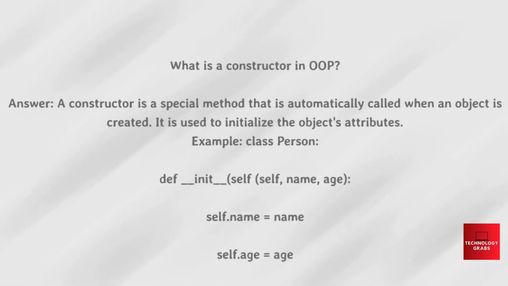What is a constructor in OOP? Answer: a constructor is a special method that is automatically called when an object is created. It is used to initialize the object's attributes. Example: class Person, def __init__(self, name, age): self.name = name, self.age = age; john = Person("John", 30). # constructor initializes the object.